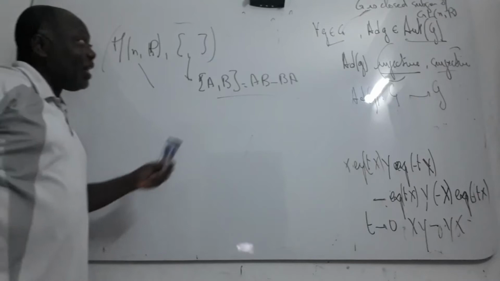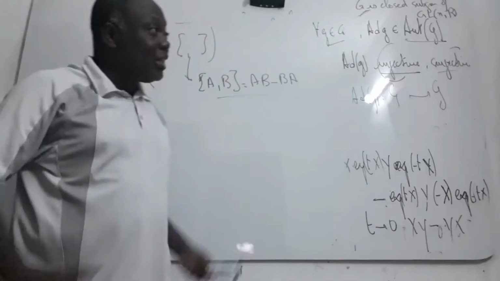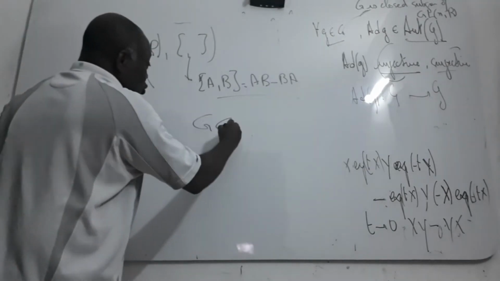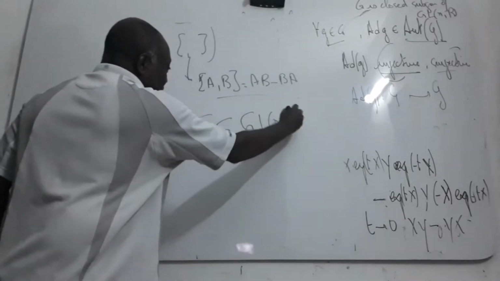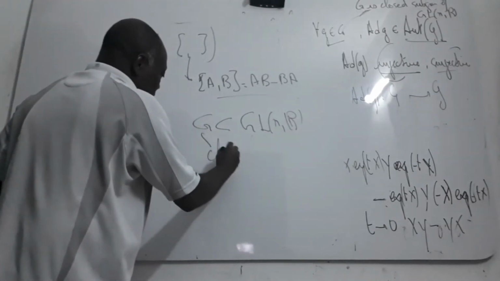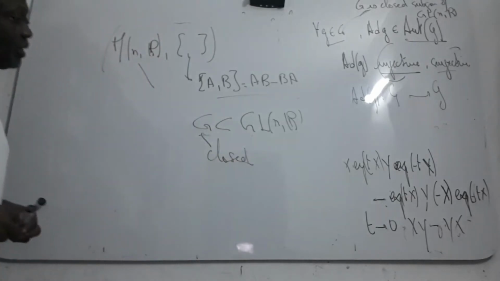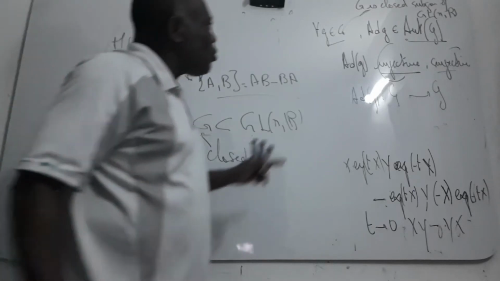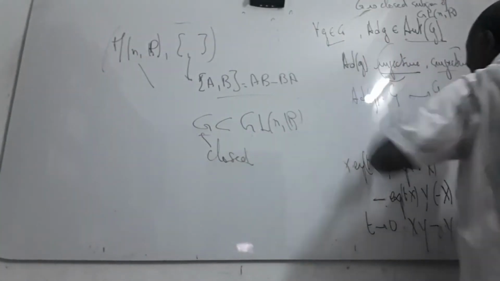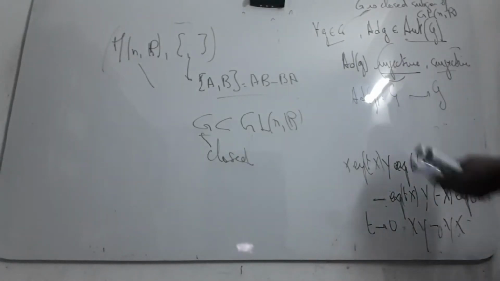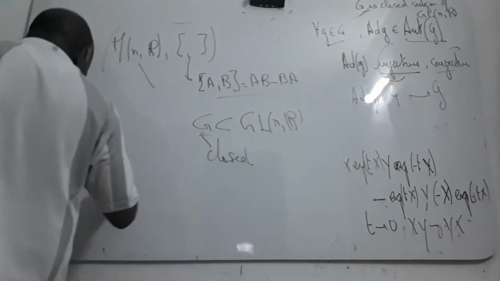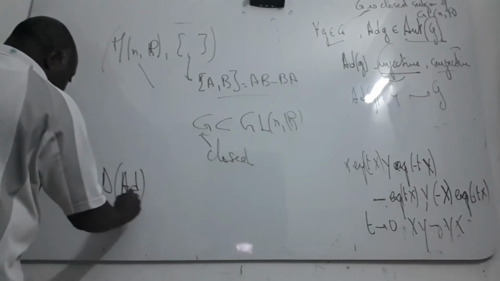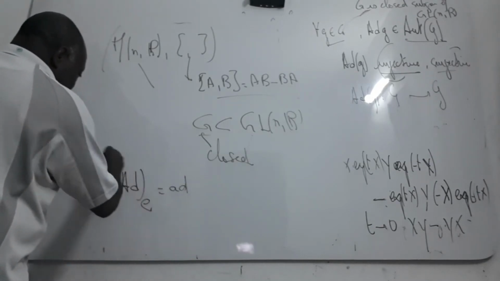Because we consider here G, which is the linear Lie group, which is a closed subgroup of GL(n, R). So we have proved the relation between them, and this is exactly what you get. We proved that the derivative of AD at 0 is exactly this bracket.